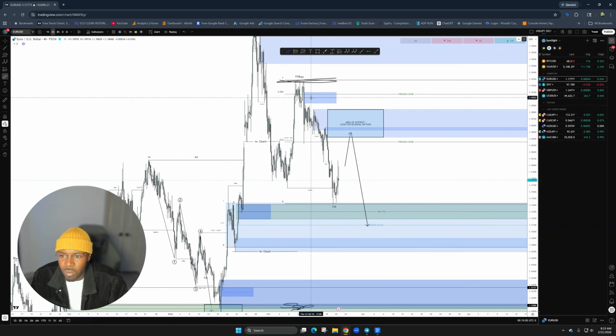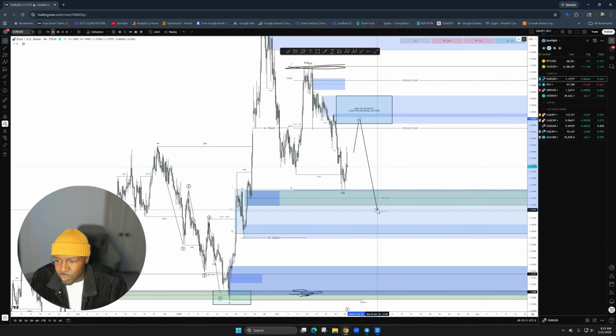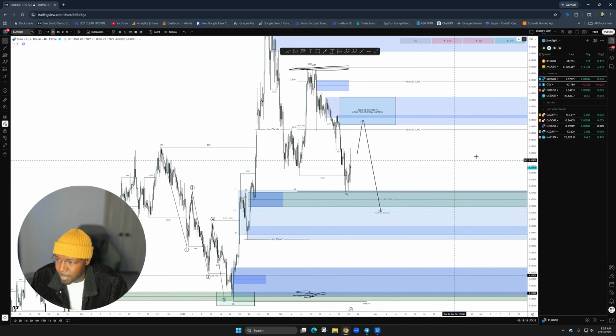I do not think we're going to go all the way into this fair value gap here, but it is a possibility. So that is what I am looking at this week on EURUSD, and we're going to be looking to take it down into the 50% of the order block.